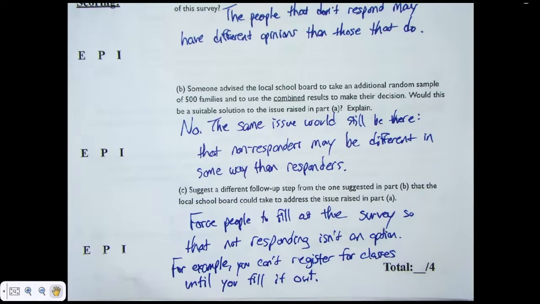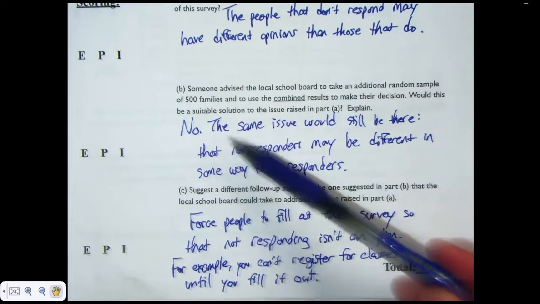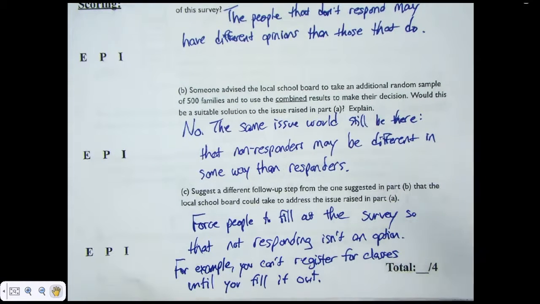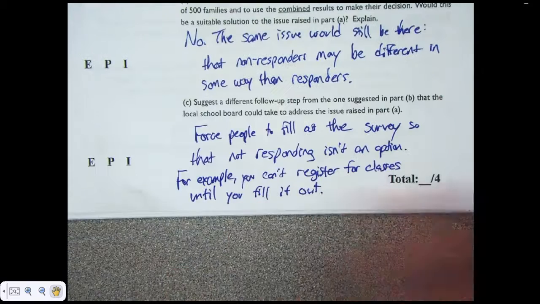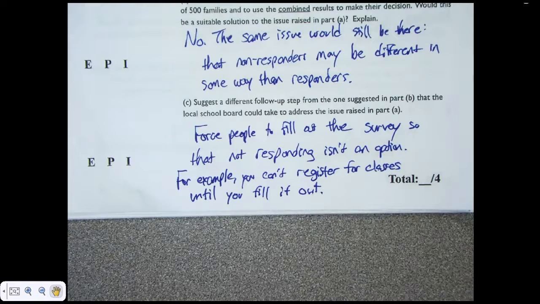You're just doing it more often or different, or louder. So no, the same issue would still be there. The people that are not responding may be different than the people that are. And that matters, and doing it again is not going to fix that issue. So how would you fix it in Part C? You have to make the survey mandatory somehow so that non-response isn't even a possibility.